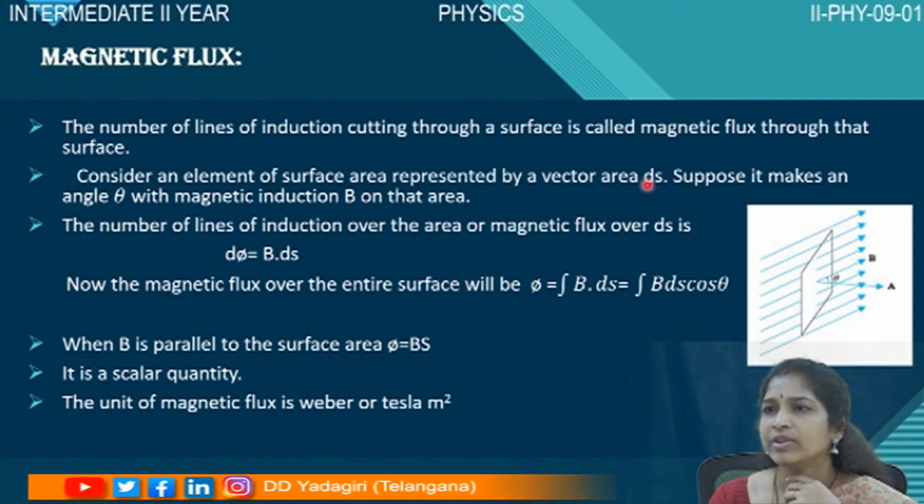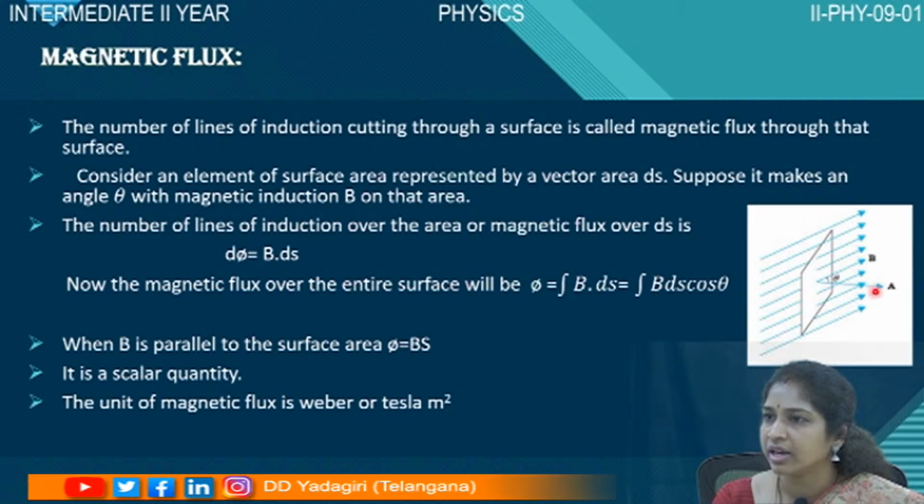Why are we cutting this entire area into small and equal area elements? Because it is very difficult to calculate the magnetic flux due to the entire area. So first we cut the area into small elements, and after finding the magnetic flux due to each and every area element, we can find the summation. We know summation is replaced by integration, so we can take the integration. That is why the entire area is divided into small elements, and one such element is considered as dS.